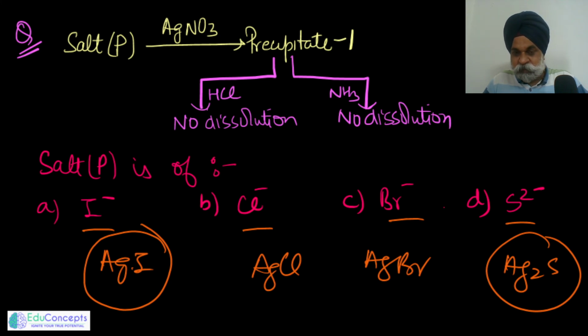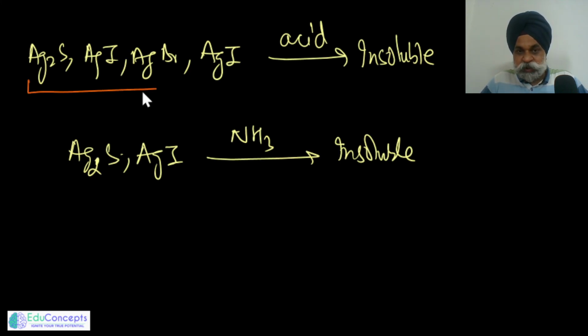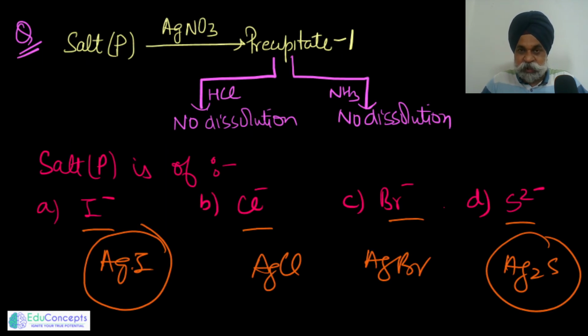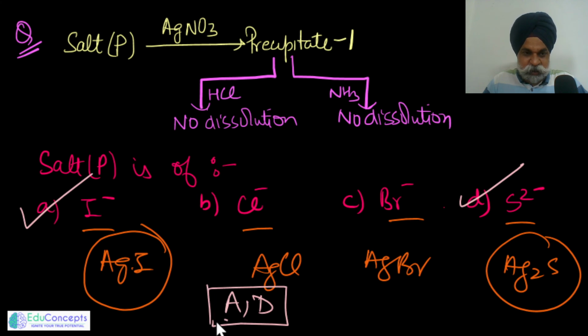So this is what I am referring to, that these all when put into acid are insoluble. These two when put into ammonia are insoluble. So this point you have to keep in mind. So what answer do we get? Because we have to ignore chloride and bromide because they do form a complex with ammonia. So this and this would be the right answer. So this is an interesting question, A and D. Moving ahead.